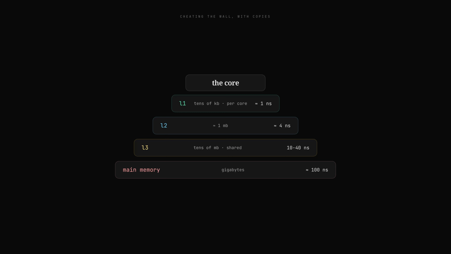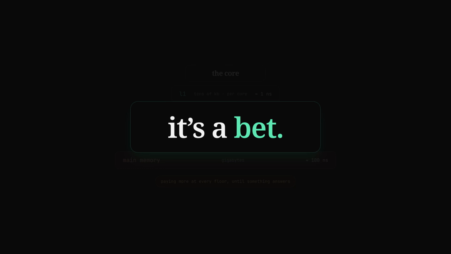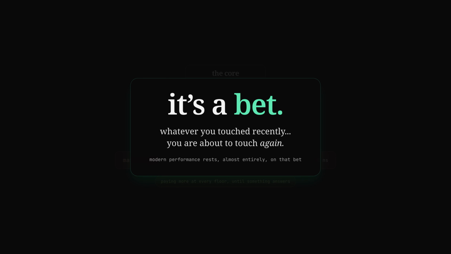Every load checks L1 first. If the value is there, that's a hit. Pay a nanosecond, keep moving. If not, a miss, and the request falls down a level, then another, paying more at every floor until something answers. Notice what this whole tower is. It's a bet, and it's the same bet at every level. Whatever you touched recently, you are about to touch again. Modern performance rests almost entirely on that bet coming true.